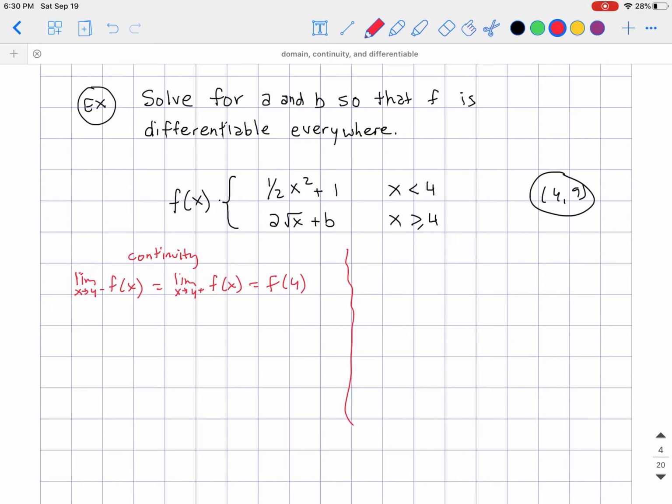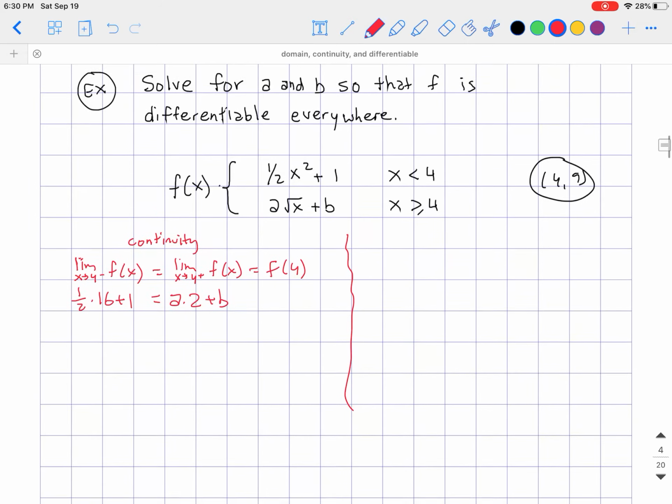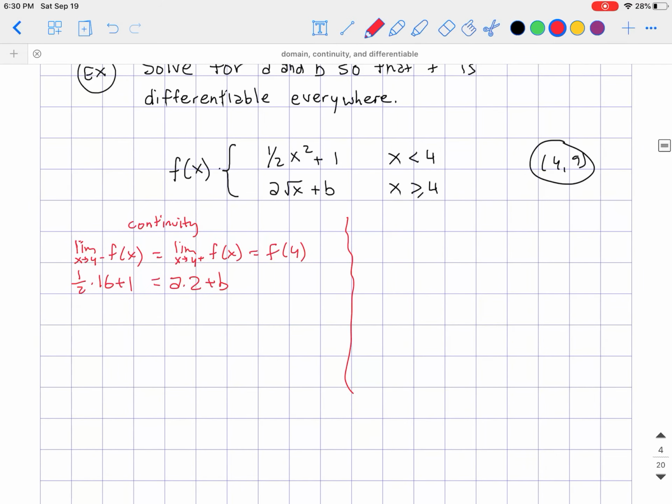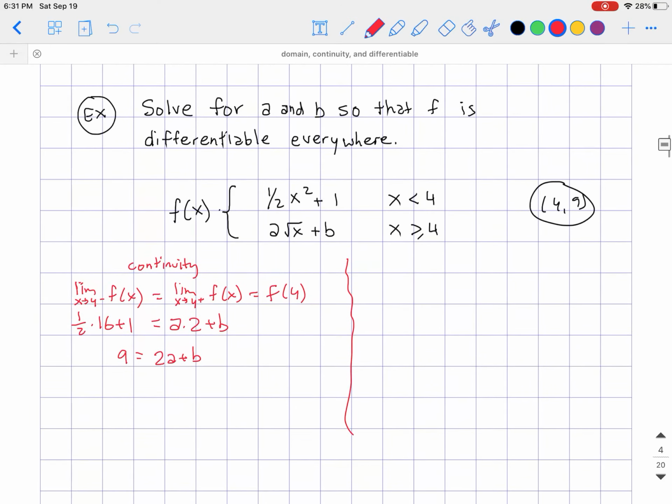So plugging in 4 into the first equation, we get 1/2 multiplied by 16 plus 1. And that is supposedly equal to plugging in 4 into the other equation, a multiplied by 2 plus b, which is the same thing as f of 4. So we can just not write the right-hand side. What we have right now is 8 plus 1, so 9, is equal to 2a plus b. We have two variables to solve for, a and b, so we need two equations and two unknowns. Well, that's where the next part comes in.